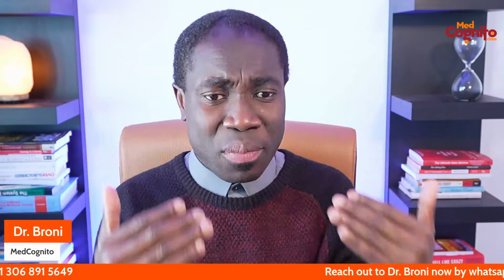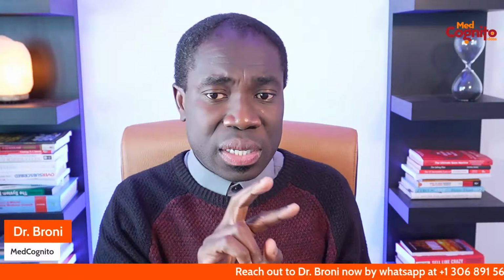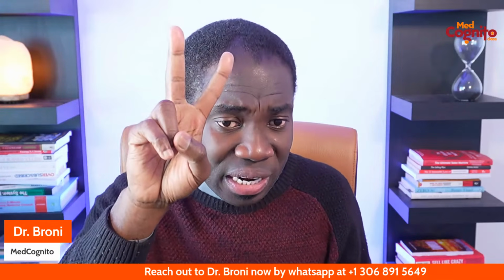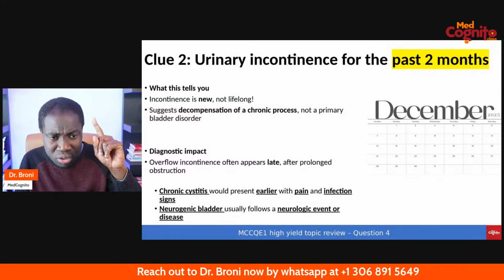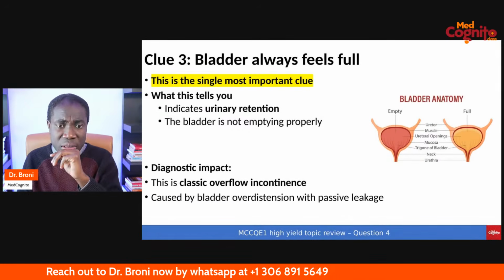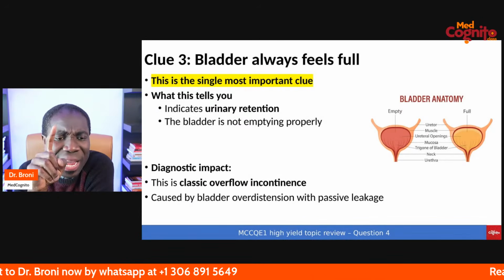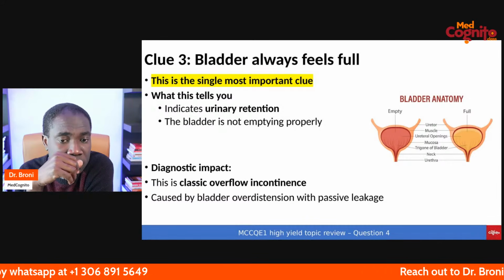Doctors, again, I want to pause here. We are trying to break the question down so we'll be able to make it up whenever we are in a board exam. This second clue, we've dealt with the age of the patient, the fact that the patient is a male. We've dealt with the fact that this has been going on for 2 months. Are we picking up the pieces we are putting together? Please, doctors, are we picking up the pieces? Now let's go to the third clue. The third clue is that the bladder always feels full.